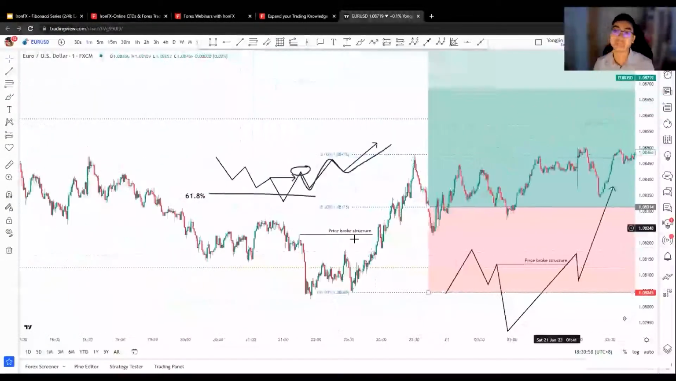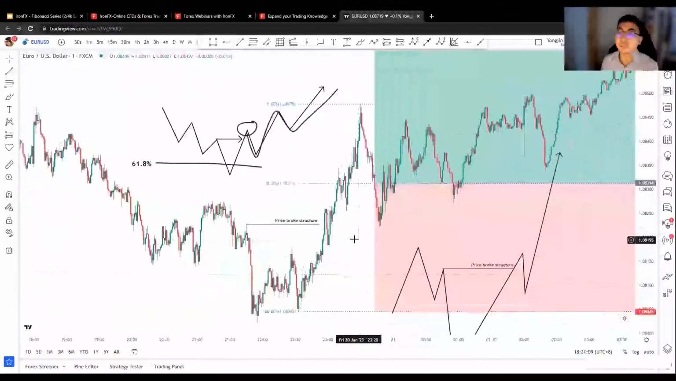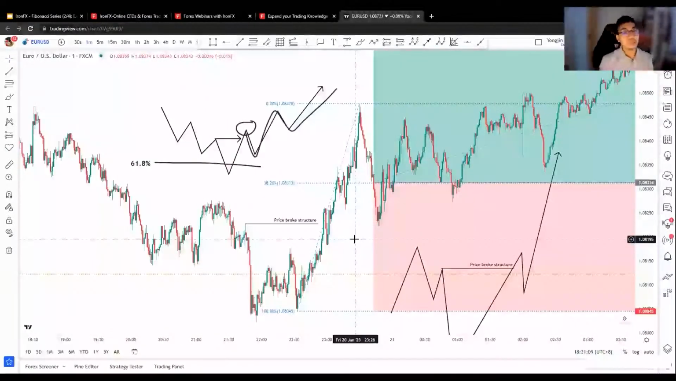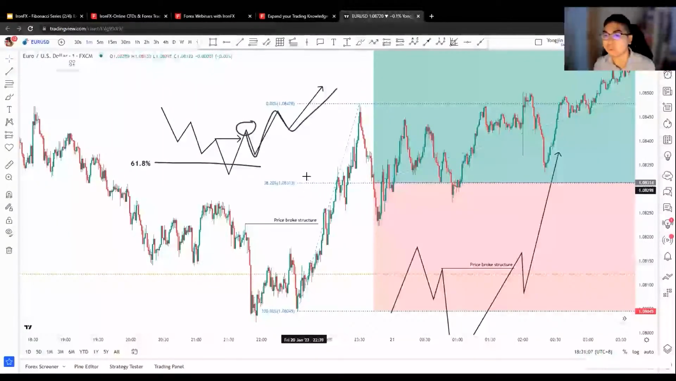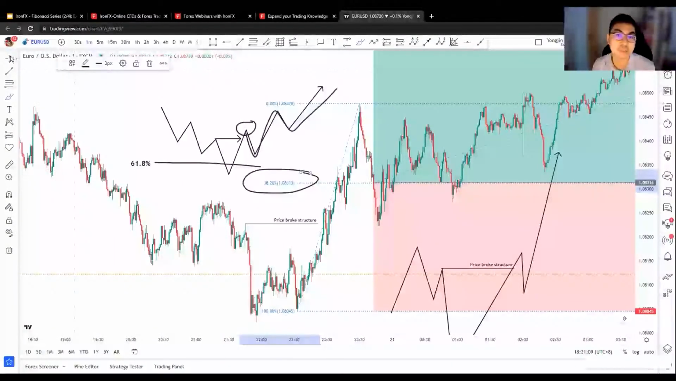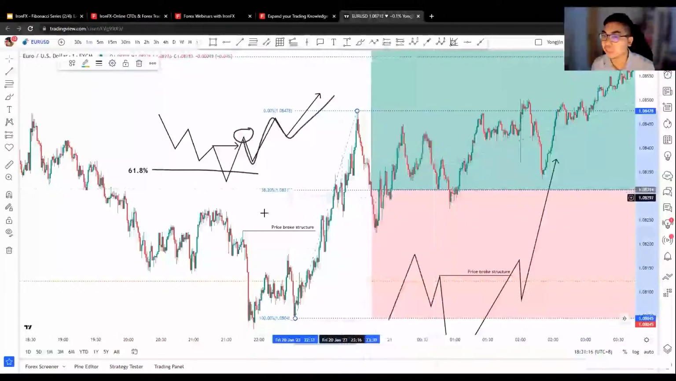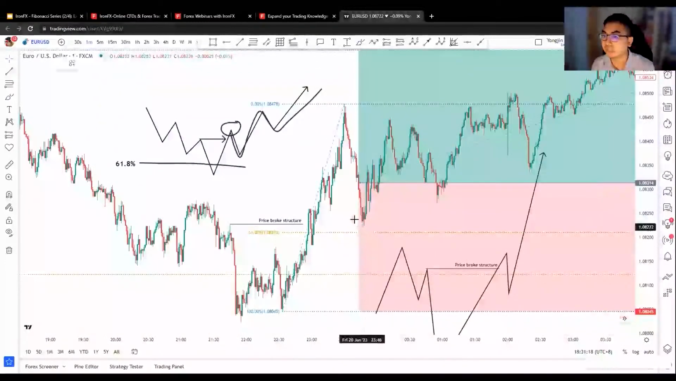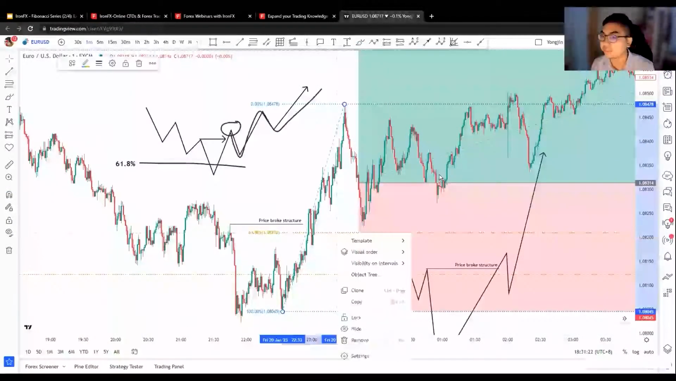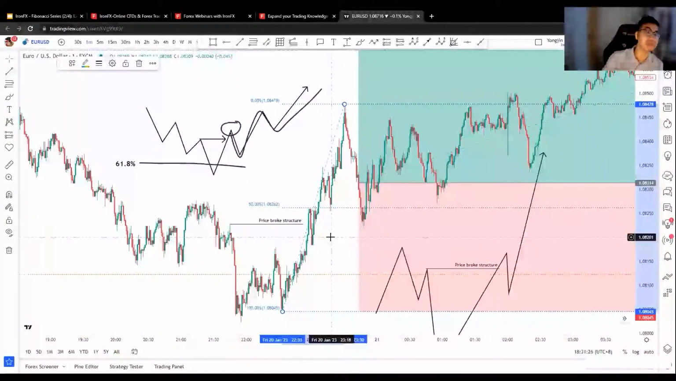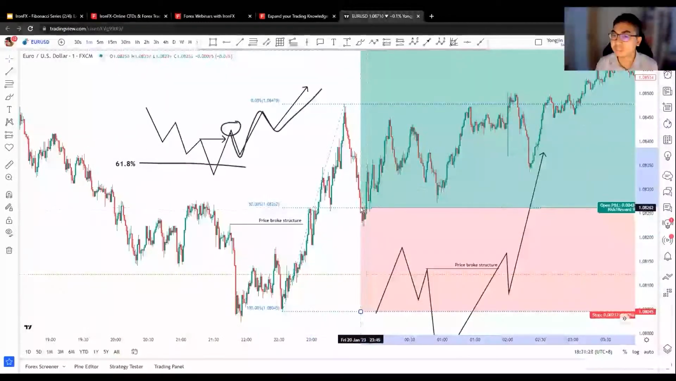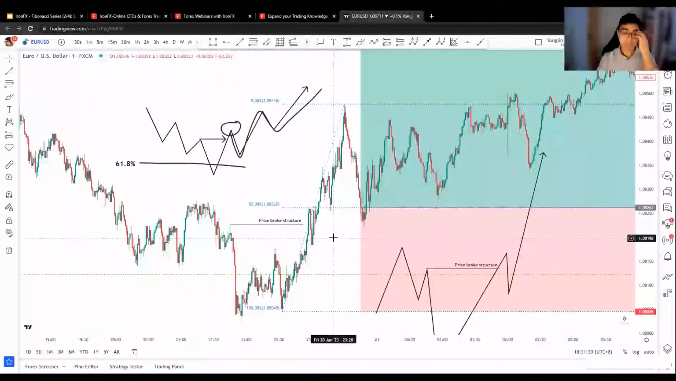But the issue with this, how can I refine my entry? So although I say that 38.2% would be a potential entry, it would be a hit or miss entry. My better entry I would like is preferably the 61.8%, but apparently price did not retrace back down towards that area. So usually what I'll look for is at least the 50% area.